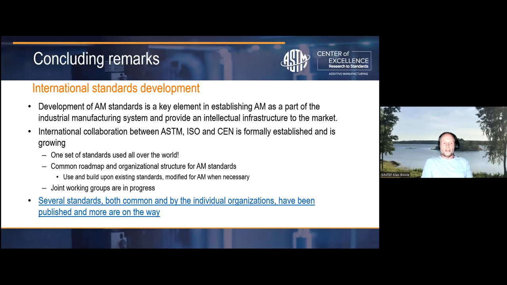So in concluding remarks, I'm sorry for being so much over time. Development of AM standards is a key element to establish AM as a part of the industrial manufacturing system. And it does provide an intellectual infrastructure to the market. There is an international collaboration between ASTM, ISO, and CEN in Europe. It's very well established and it's growing. We work together to make one set of standards used all over the world.